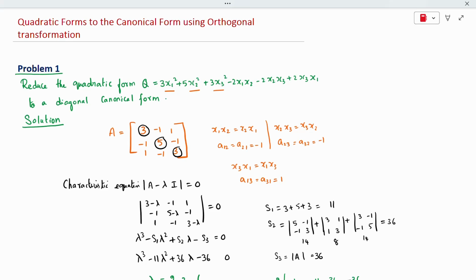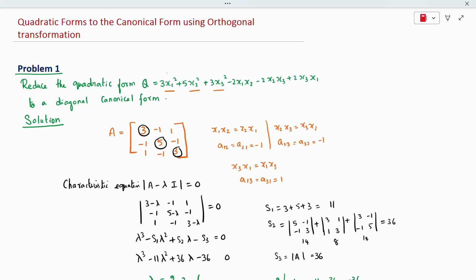Today's topic is reducing a quadratic form to a canonical form using orthogonal transformation. So, first problem: reduce a quadratic form to a diagonal canonical form. So how do we have to write it? The quadratic form has been given in the question. We need to write it in a matrix format, the A matrix.